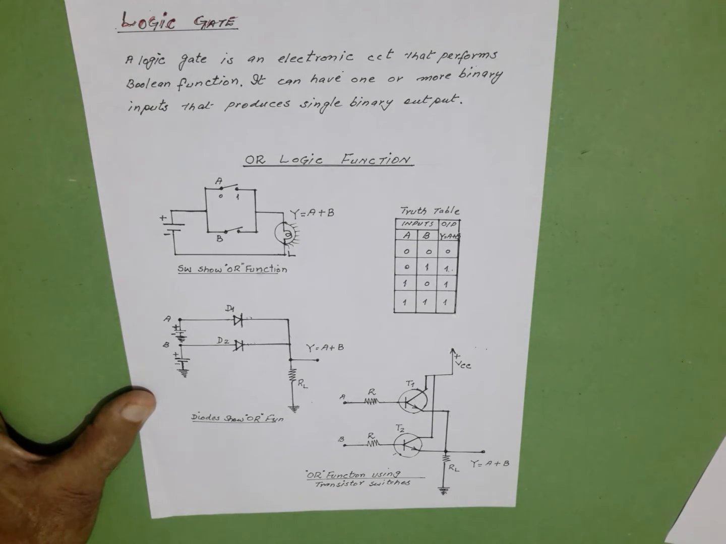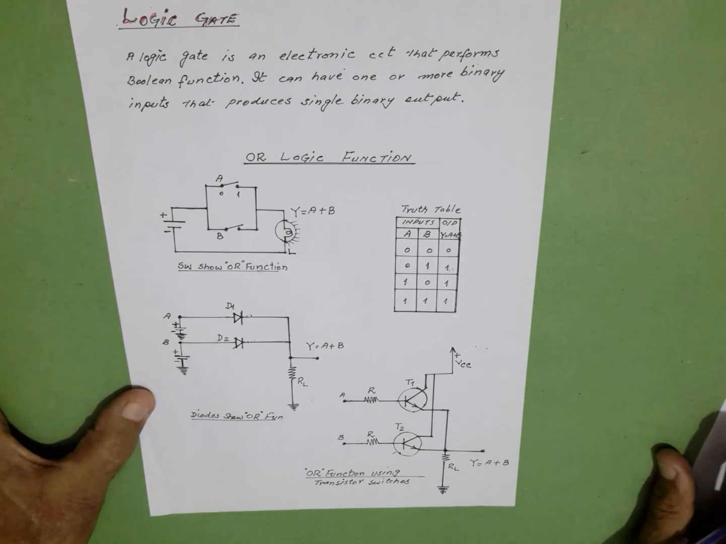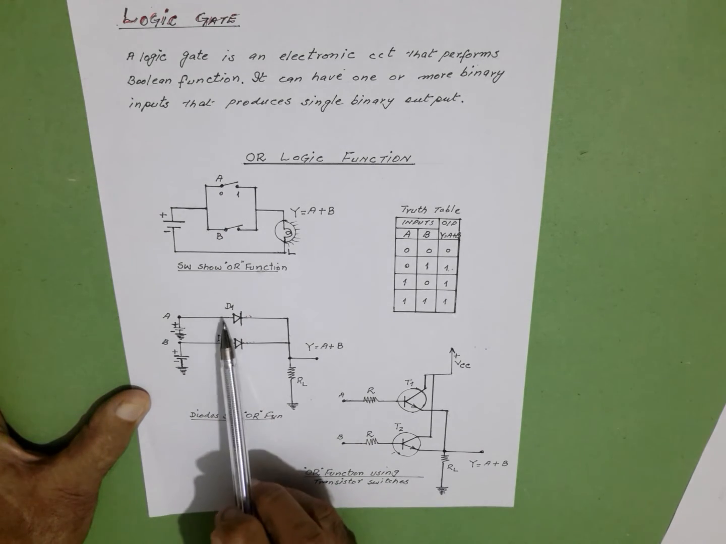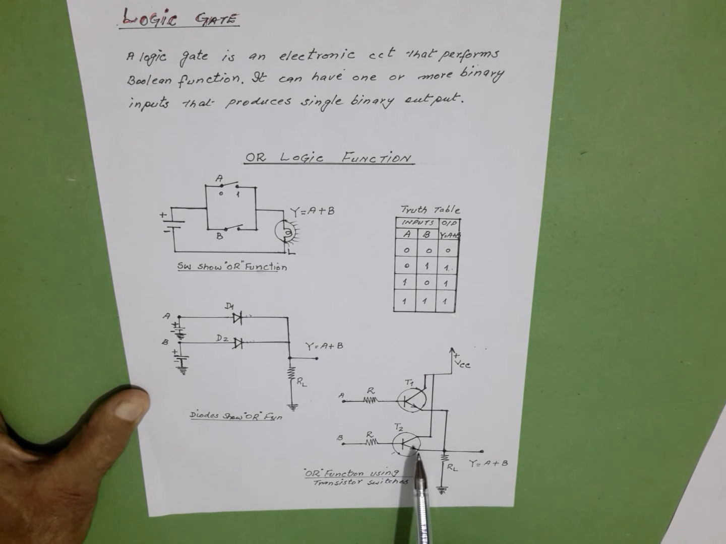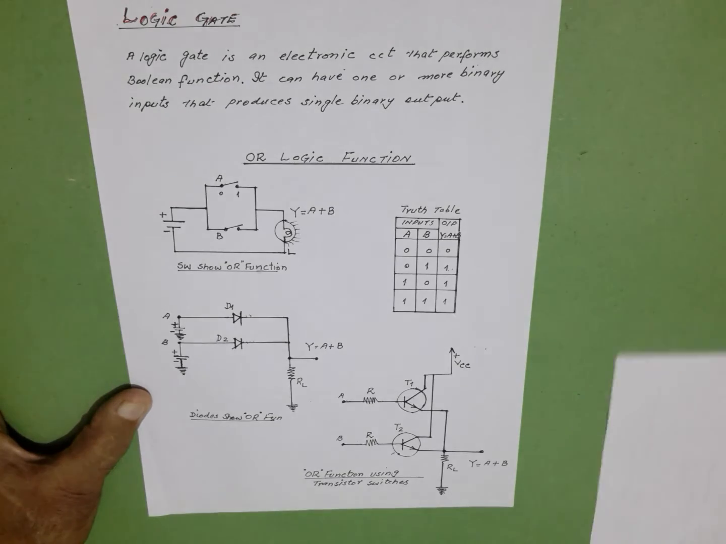The function is Y is equal to A plus B. We are not going to call this A plus B, we will call this A OR B. Now we can perform Boolean addition, or the Boolean logic operation of an OR gate, by using two switches in parallel. Two diodes in parallel can perform the same function. Two transistors in parallel can perform logical addition.